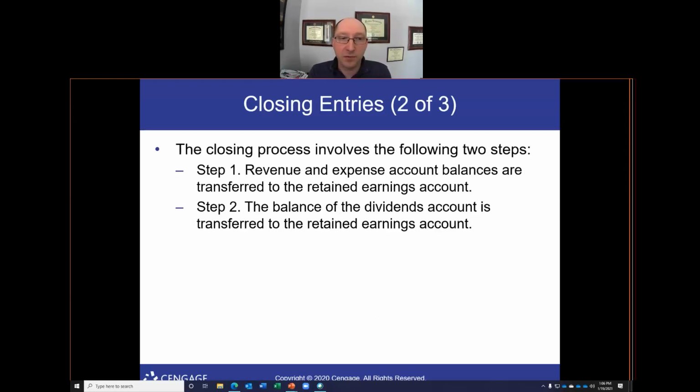The closing process involves 2 steps. Step 1, the revenue and expense account balances on the income statement are transferred to the retained earnings account. Step 2, the balance of the dividends account is transferred to the retained earnings account.